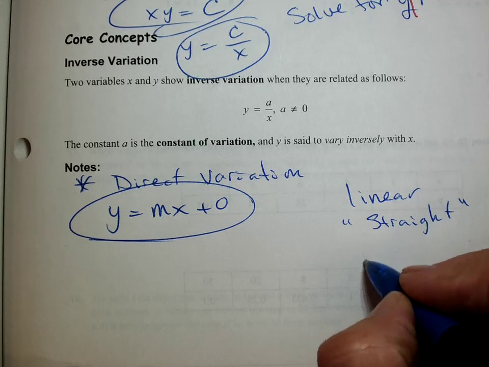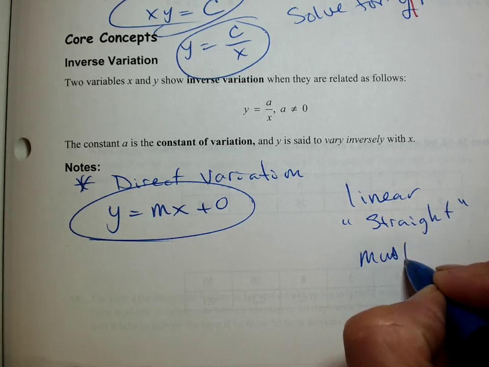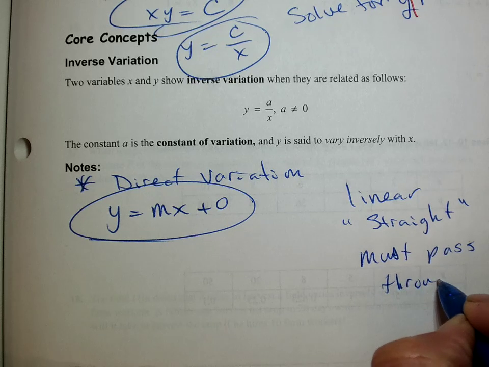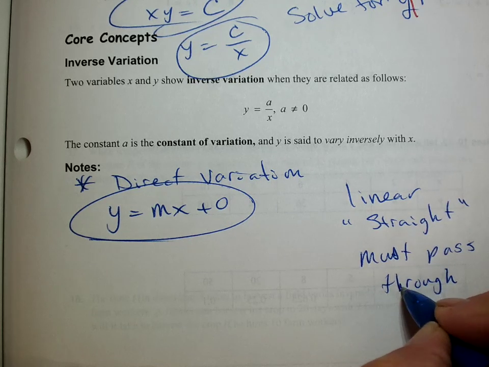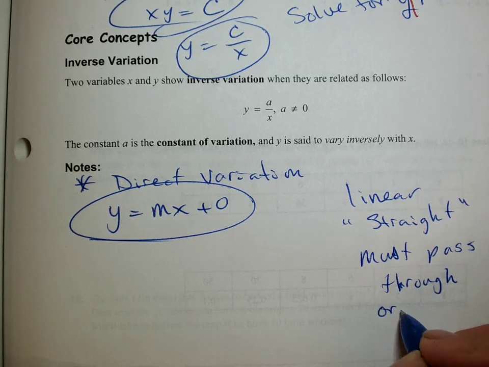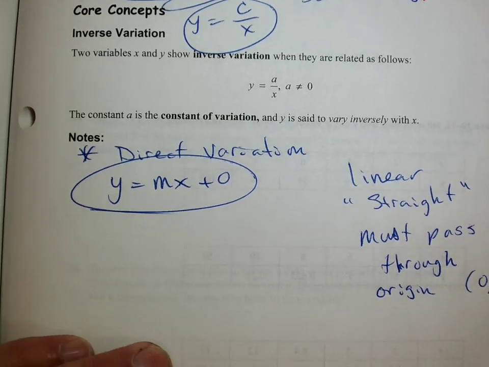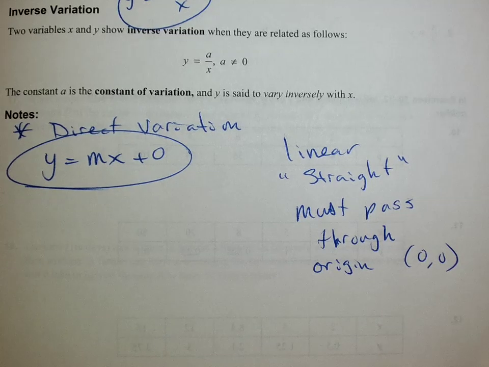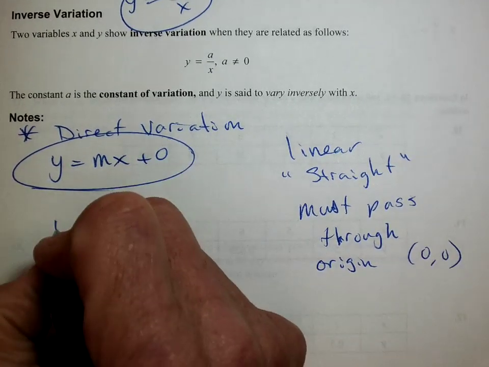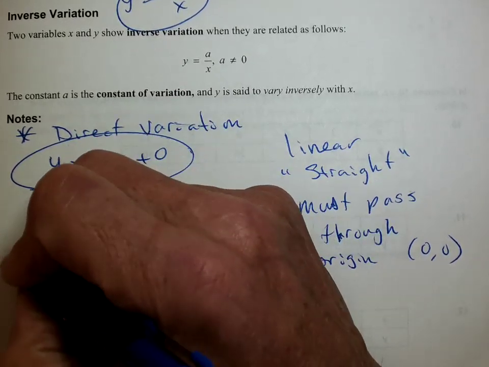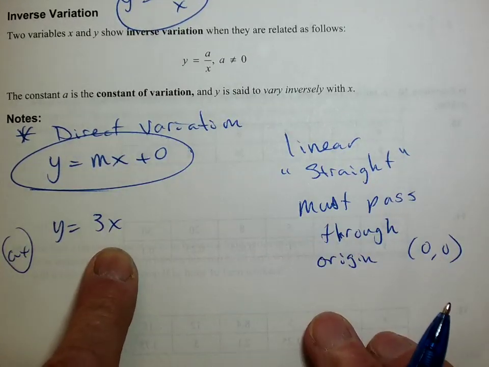So it must pass through the origin, which is the coordinate 0, 0. Good, nice word. I like that. Thank you, Cooper. So if we had y equals 3x as an example, that's direct variation.